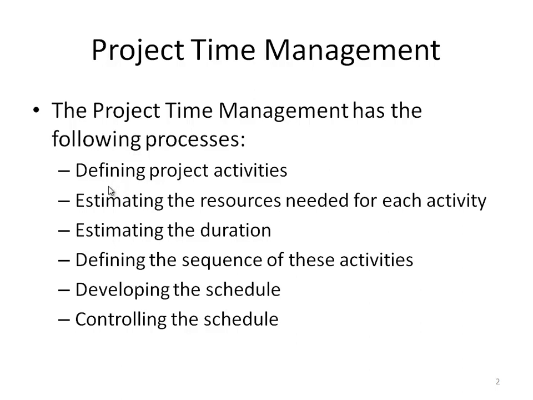Activity duration was one of the important attributes needed to construct an efficient work breakdown structure. To manage the time, we need to go through certain processes as follows. We need to define project activities. We need to estimate the resources needed to accomplish each activity. We need to estimate the duration of each activity. We need to define the sequence of these activities, then develop a schedule and control that schedule.